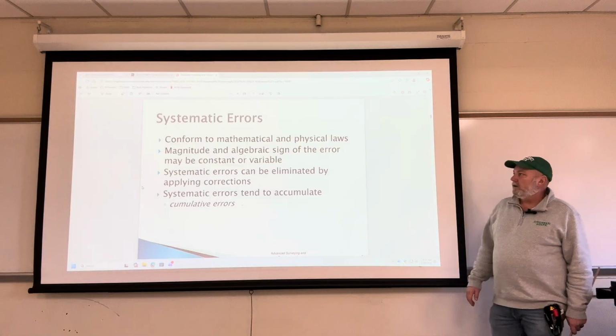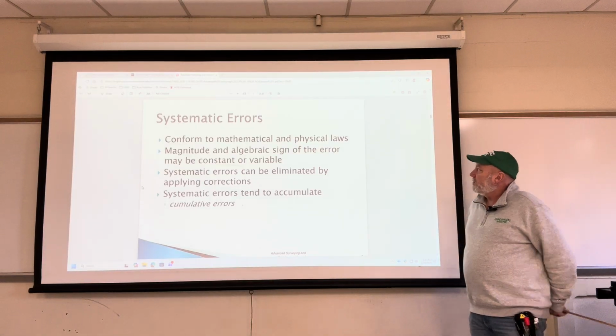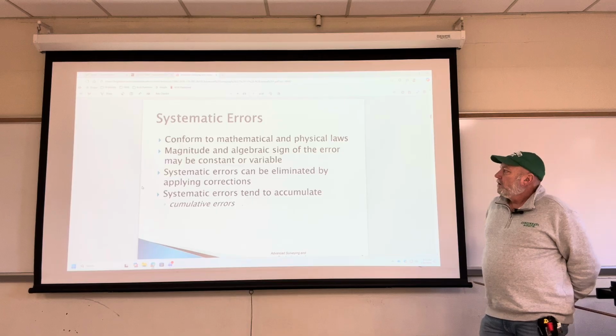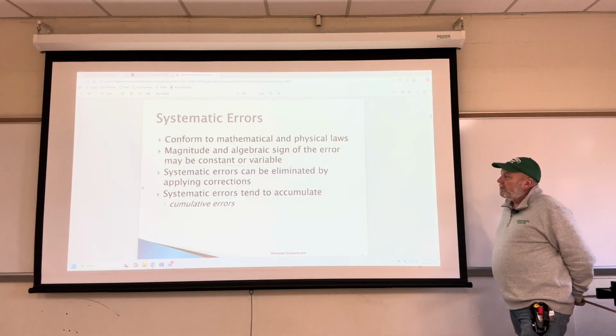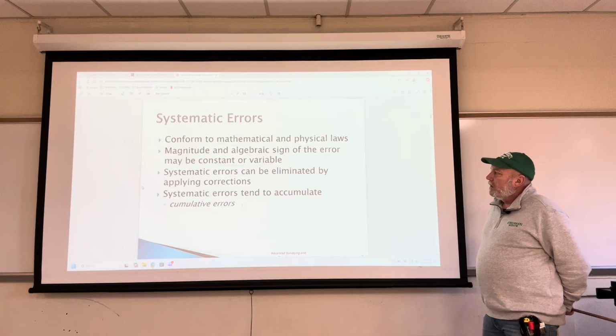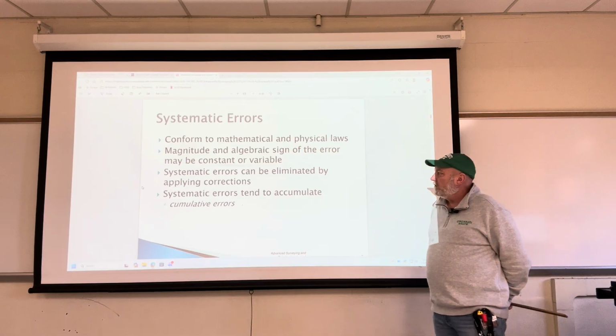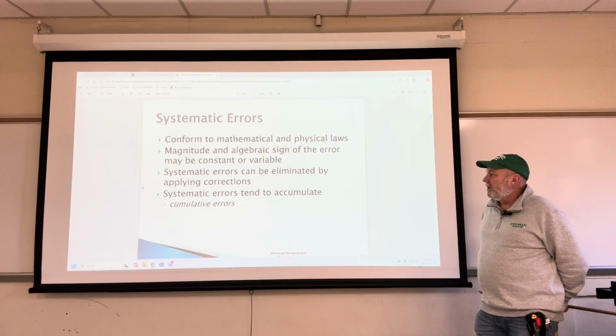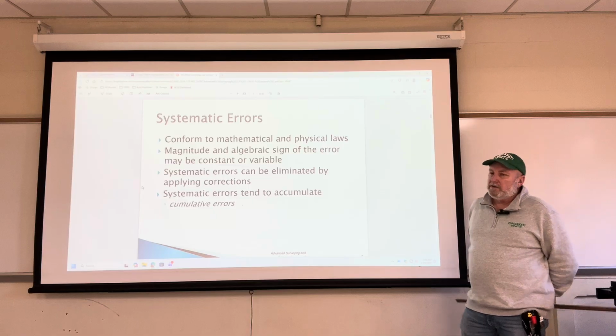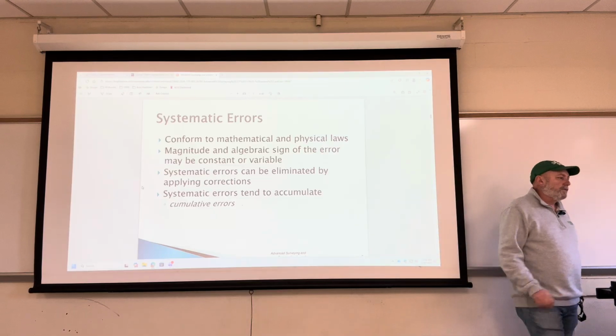The systematic errors conform to mathematical and physical laws. Magnitude and algebraic signs of the errors may be consistent or variable. Systematic errors can be eliminated by applying corrections. Systematic errors tend to accumulate, also called cumulative errors.